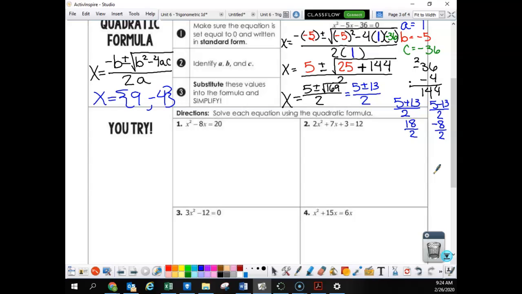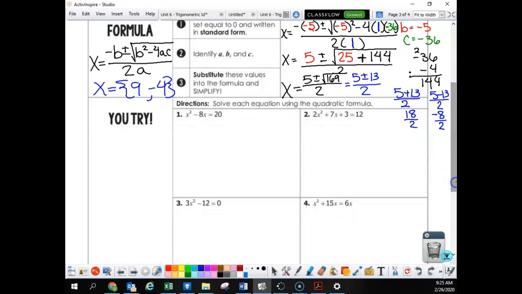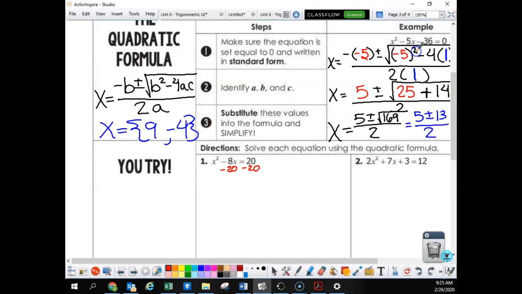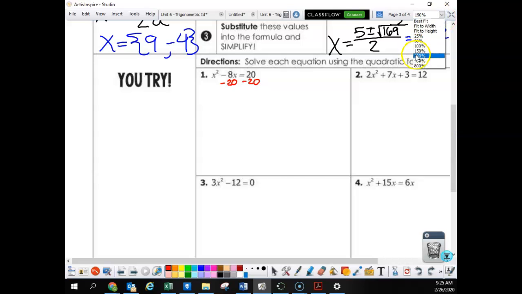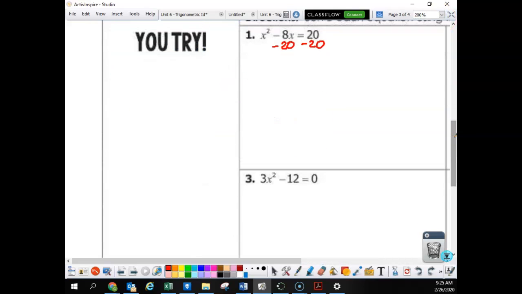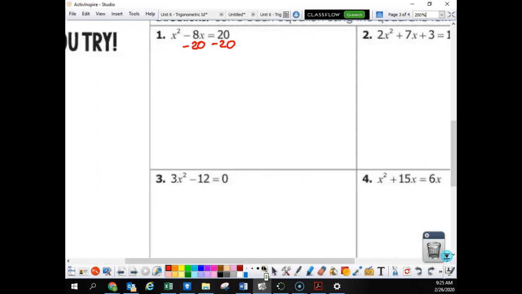Alright, let's do number 1. So number 1, what's wrong with number 1? Oh, it's not equal to 0. It's not equal to 0, so I have to make it equal to 0. How? Subtract the 20. Let me make this bigger. So I subtract 20 from both sides, so my equation is going to be x squared minus 8x minus 20 equals 0. So I'm going to come off to the side and label my A, my B, and my C.